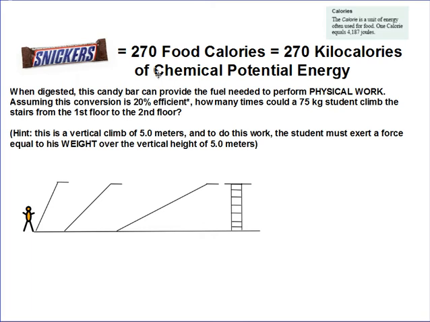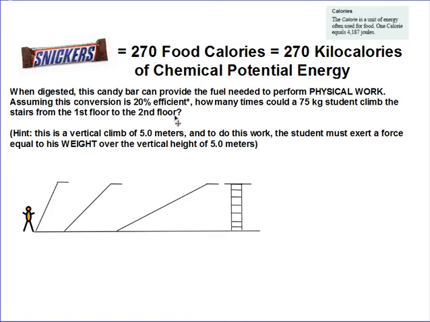Let's take a look at doing a quick energy conversion calculation. Let's say I eat a candy bar, 270 food calories. That's 270,000 of those other simple calories that we talked about. That's chemical potential energy. I'm going to use that food to do physical work. So I'm going to climb some stairs. Let's say that my body can convert about 20% of the food energy into physical work.